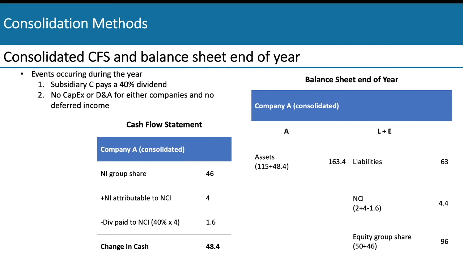Now, what would happen with the balance sheet? So you would start again with the 115, which was the original assets, and you would add on to this the change in cash, so 48.4. The liabilities would be unchanged, but then the non-controlling interest would change. And so basically here you would start with the original non-controlling interest, which was the 2. Then you would add on to this the net income attributable to the non-controlling interest and subtract out dividends paid. And lastly, for the equity group share, here you add the 50 in the original equity, and then you add on to this the net income group share. So this gives you 96 and the balance sheet balances.